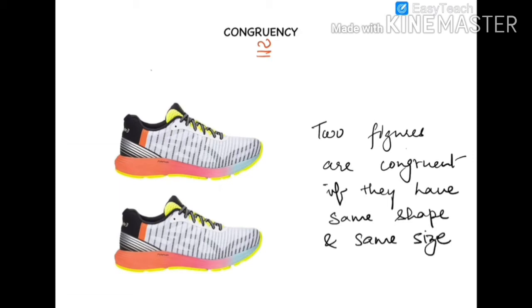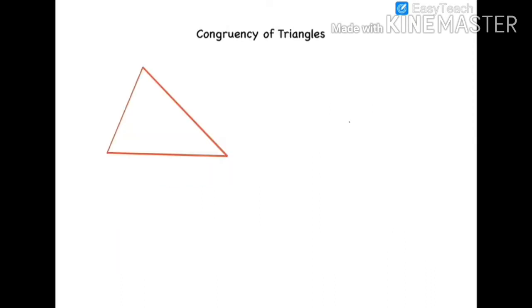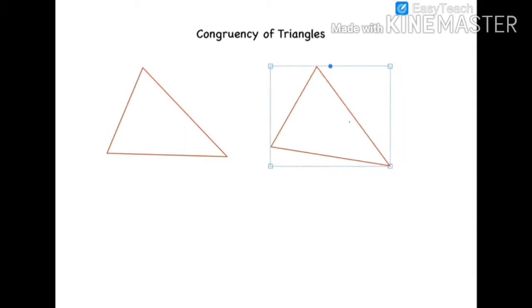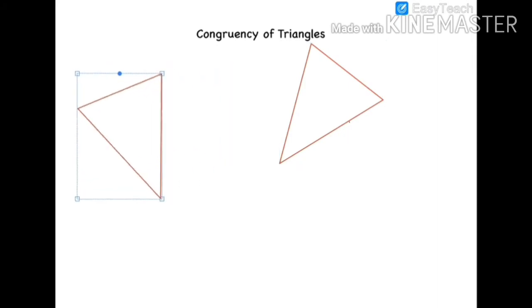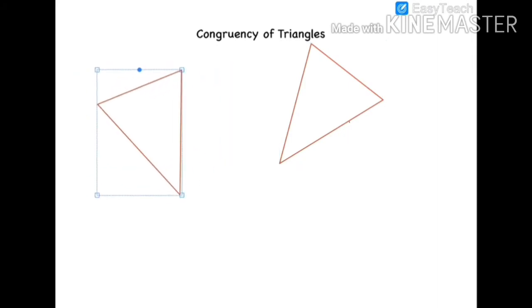Let's extend this idea of congruency to triangles. We can apply the same thinking to triangles and compare them to say whether they are congruent or not. We know that two triangles are congruent if their corresponding sides and corresponding angles are equal. This applies even if the two triangles do not have the same orientation. And visually, it's not easy to say whether they are congruent or not.